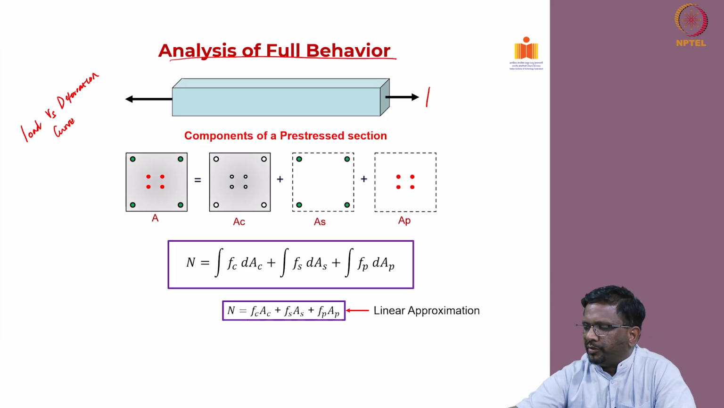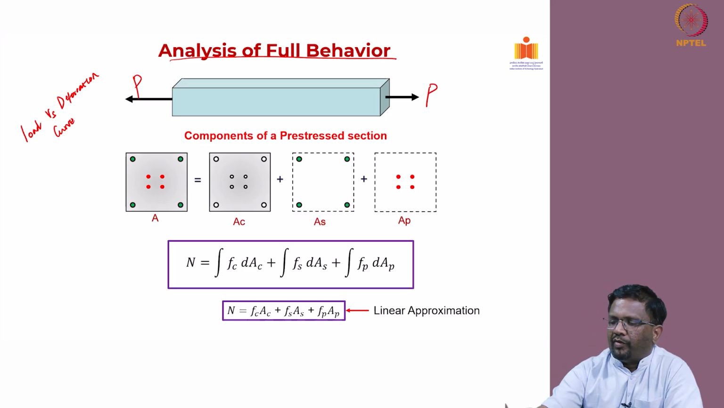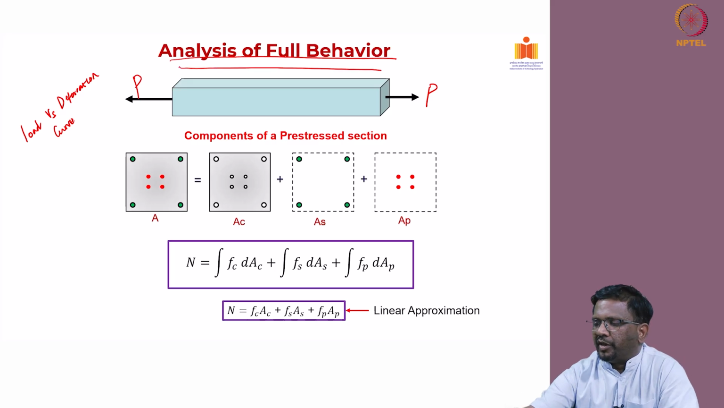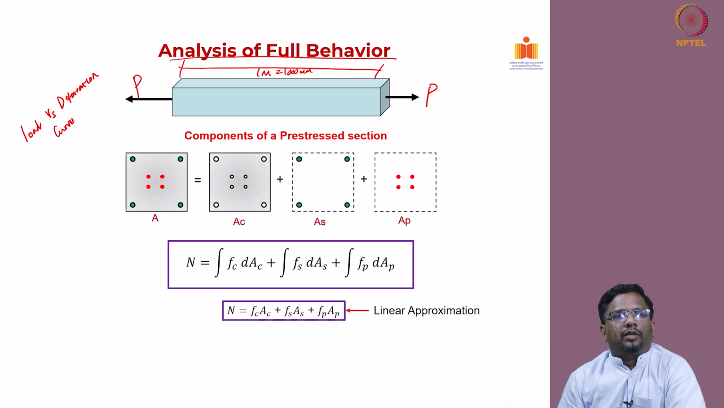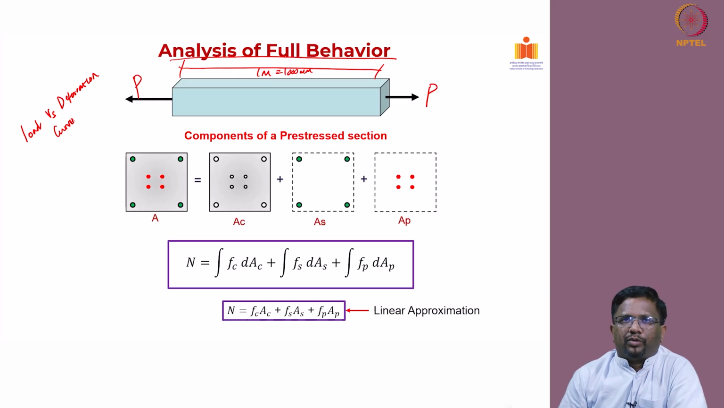For example, this is the load that I am applying to this member. Let us say that this member is 1 meter, which is equal to 1000 millimeters if you talk in terms of millimeters. These are the nomenclature that we are going to follow.